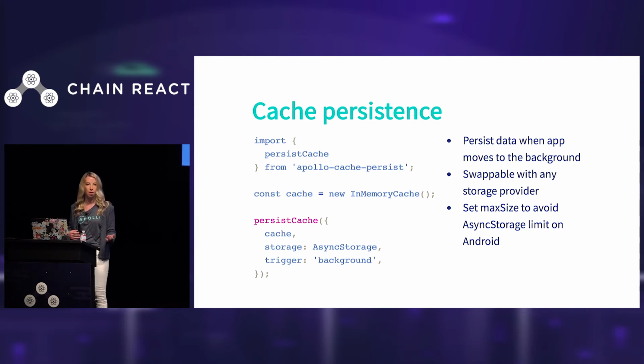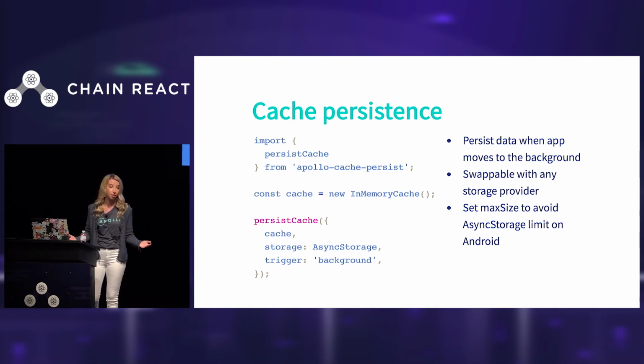So upon Apollo Cache write, or maybe when the app goes into the background, Apollo Cache Persist will automatically extract all of the contents from your Apollo client cache and then dump it into either local storage or async storage. That way, when the user loads the app, even if they're online, they'll have all the data ready for them. And what's really great is Apollo Cache Persist is extremely flexible.